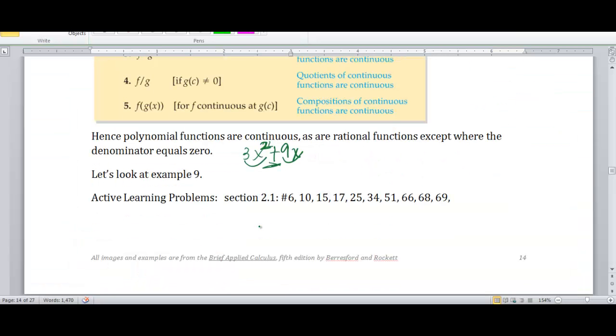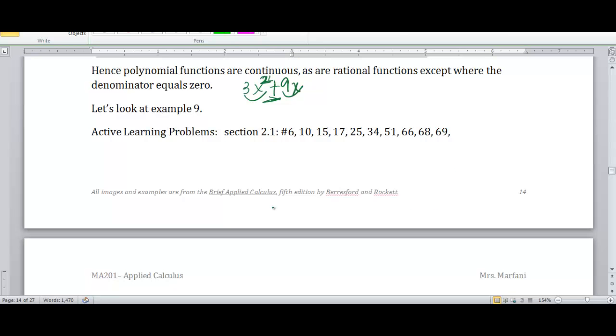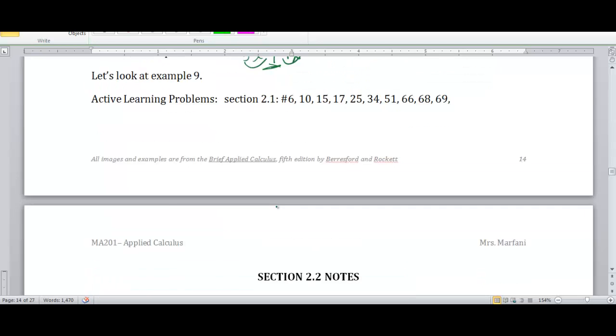So that is section 2.1. Here are some active learning problems you can do. You can do the odd ones close to these, so you can check your work in the back, and next time we will start section 2.2.